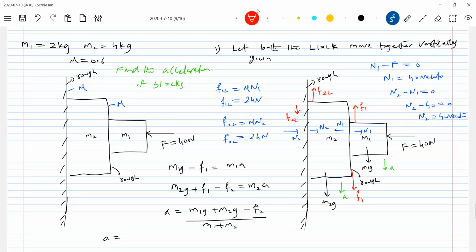Sir, why are you changing now to F2L? Because what are the assumptions we made? Let both the blocks move together vertically down. Both blocks move together vertically down means no relative motion between them. So the friction that acts will be static. So what is the assumption? F1 will be static, and F2 will be limiting. There's a meaning to this assumption, no?